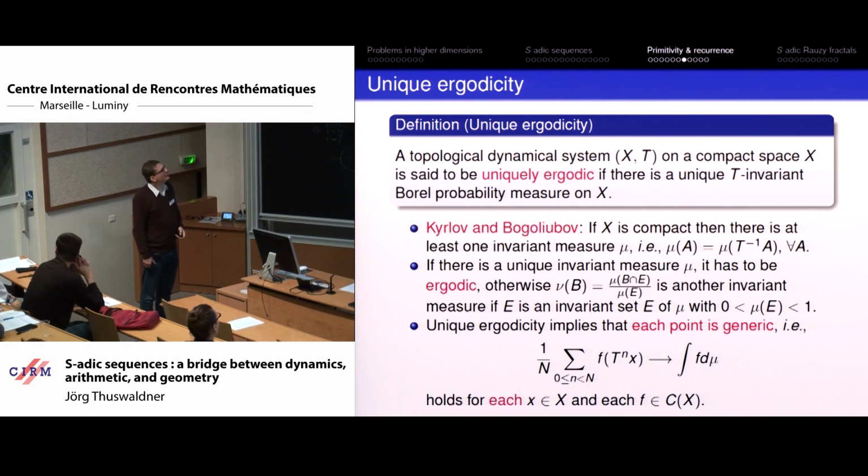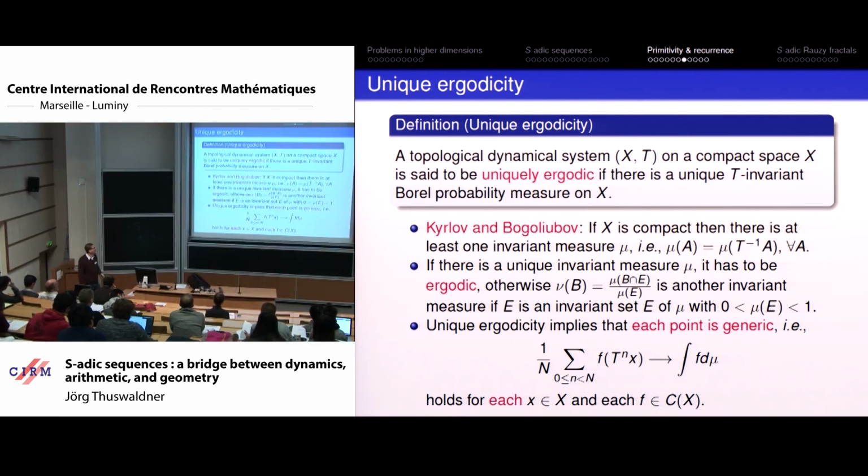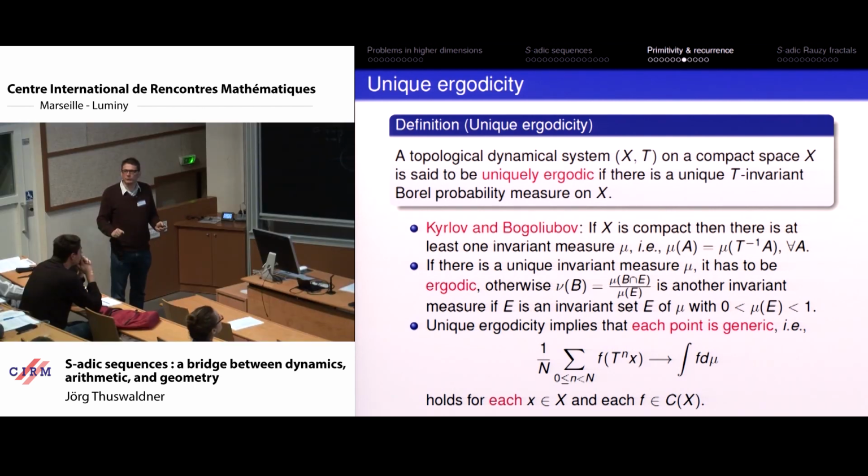Now, here is a definition which is very important. I gave it already before, but now I do it in some detail. So what does unique ergodicity mean? A topological dynamical system on a compact space is said to be uniquely ergodic if there is a unique measure, which is T invariant, and which is a probability measure, okay? So normed in a way that the measure of the whole space is 1. It's a unique measure. So the problem is not the existence, the problem is the uniqueness.